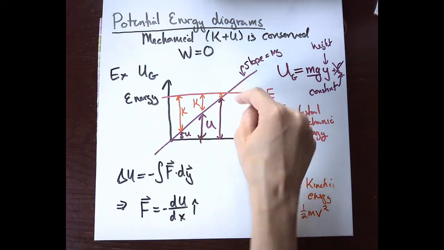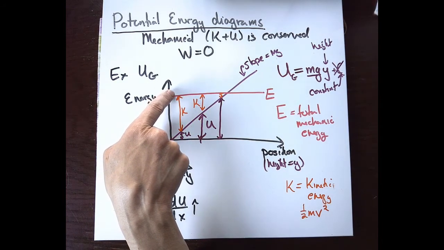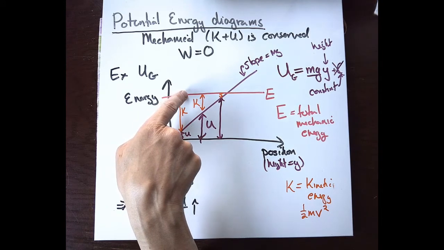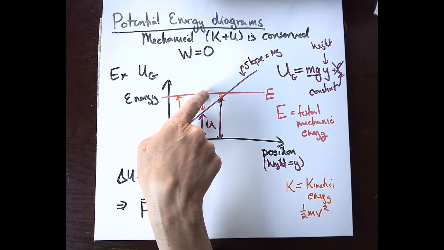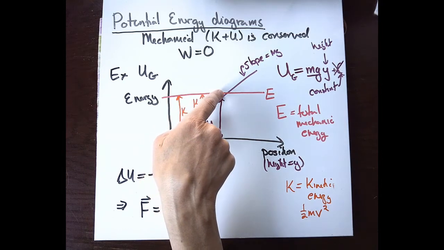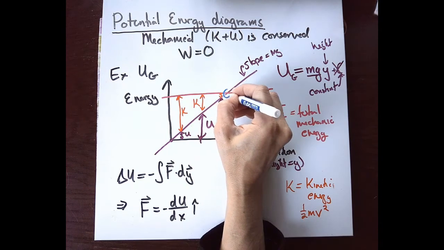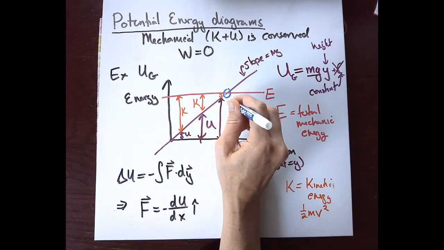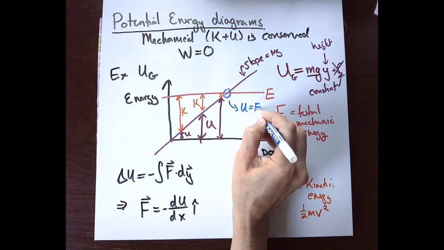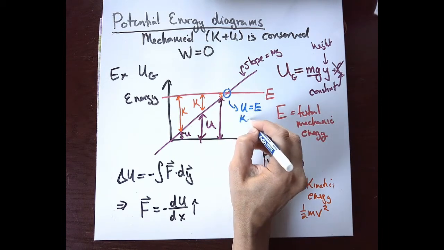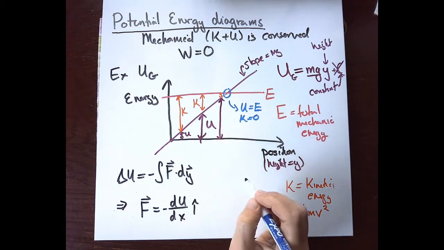More potential, less kinetic. So if this is the ground, say what's happening is we are throwing something upwards. It's slowing down, slowing down, slowing down, gaining potential energy. It gets higher and higher until we get to this point right here. So that point is where the potential energy equals the total energy. So we don't have any kinetic energy, it's equal to 0. That guy is a turning point.